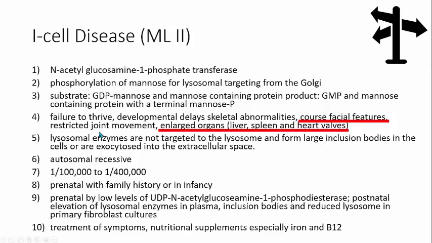They do have restricted joint movements, and they do have, of course, the enlarged organs. In I-cell, they typically have hepatosplenomegaly as well as heart valves that are rather large. They also get an elevation of lysosomal enzymes in their plasma, which makes this disease a little bit easier to diagnose.